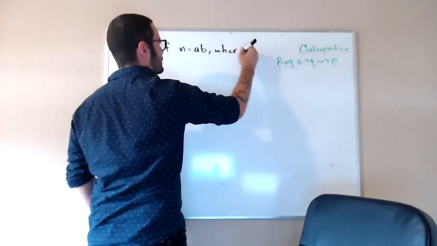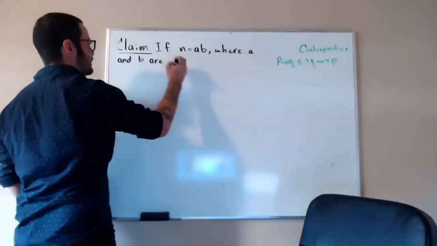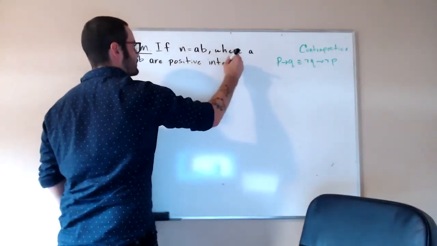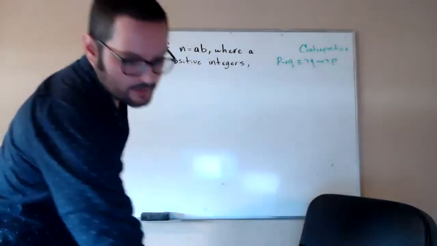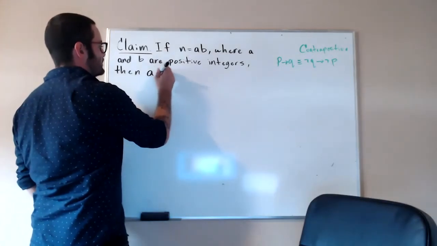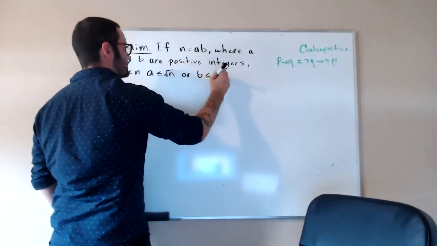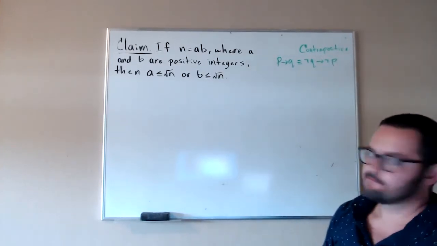So, if n is equal to a times b, where a and b are positive integers, then, what does it say? a is less than or equal to root n, or b is less than or equal to root n. Okay?